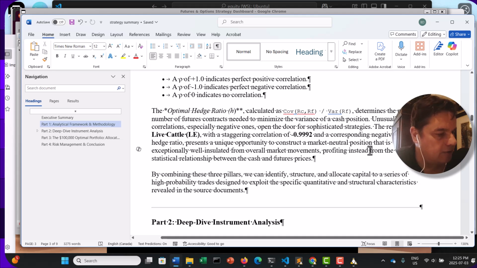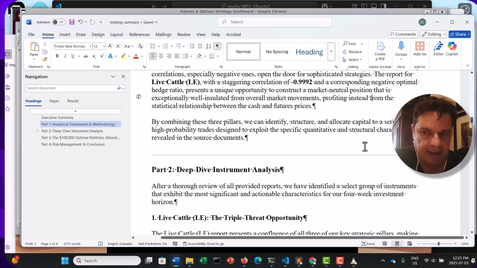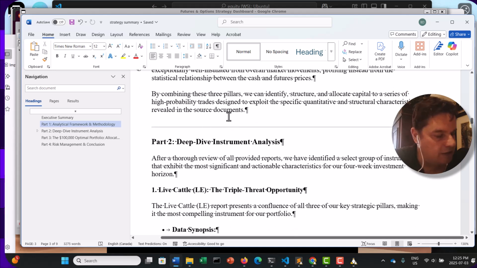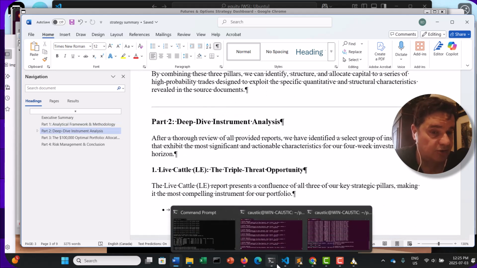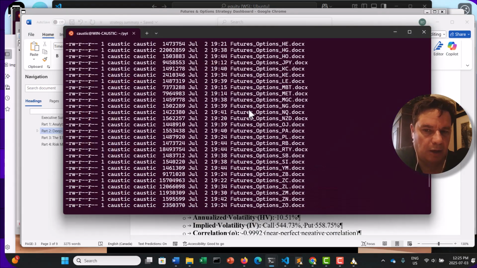Here now, the AI is telling you, based upon the data it sees and the kind of data I provided: by combining these three pillars, we can identify, structure, and allocate capital to a series of high probability trades designed to exploit the specific quantitative and structural characteristics revealed in the source documents. And those source documents are these that I provided. These ones right here, all of these 47.